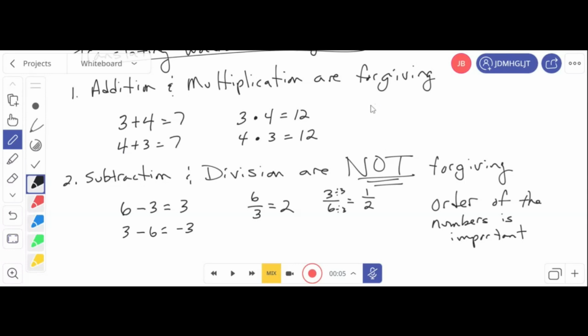With addition and multiplication, the order of the numbers does not matter. It doesn't matter which one comes first. You're going to get the same answer. Subtraction and division, the order does matter.